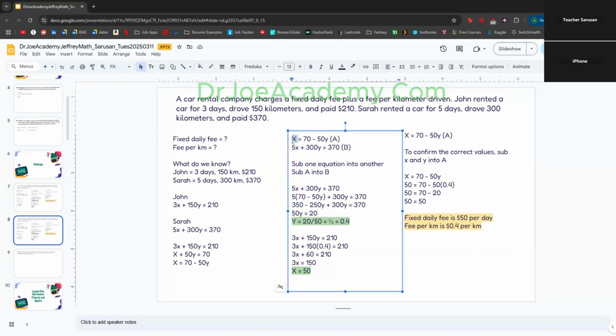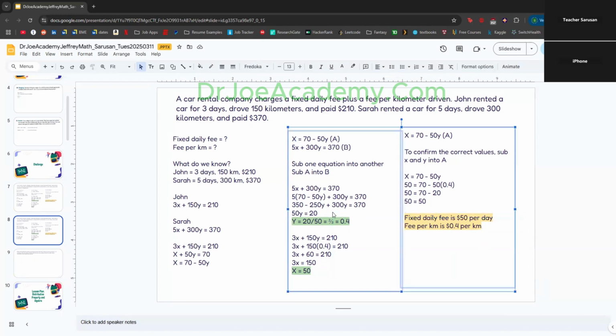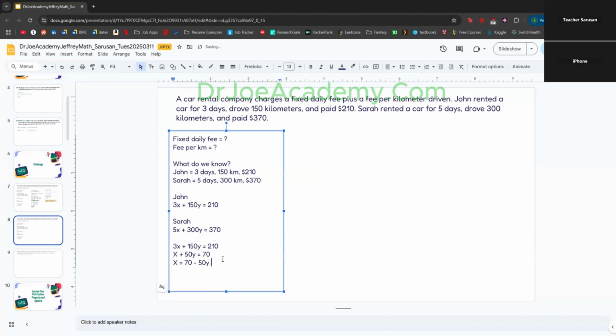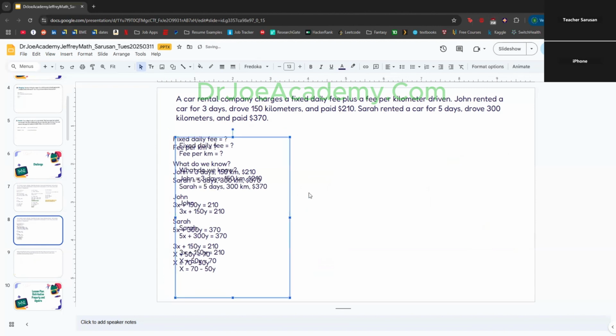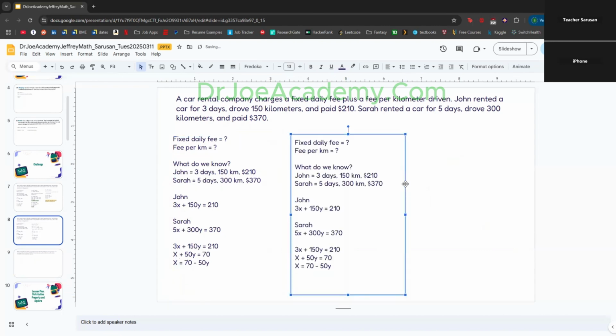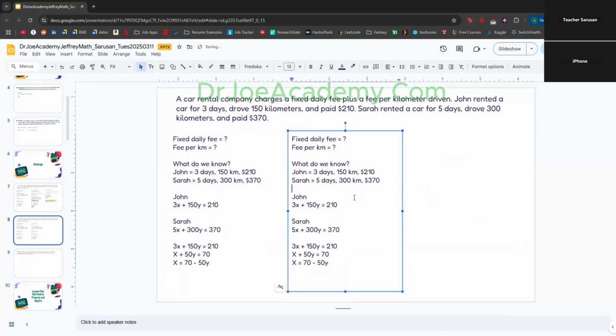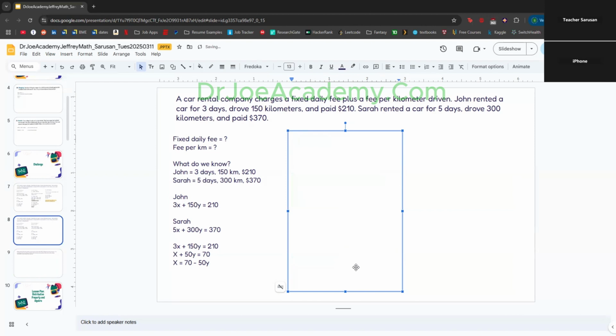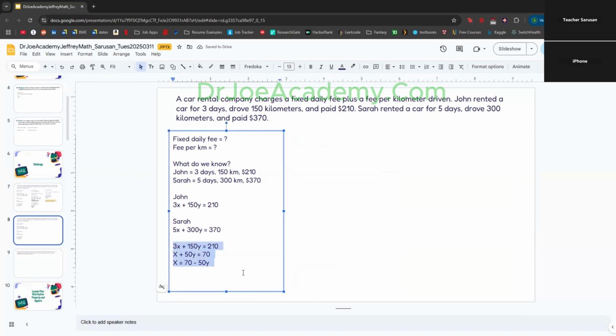So let's just take out all this right here. This information is fine. We can keep this. I do want to change the next step. So instead of doing x equals 70 minus 50y, equation A, equation B, all that kind of stuff, we can line up our two equations on top of each other. Let's stack them and analyze them. So here's one equation, here's the other equation.